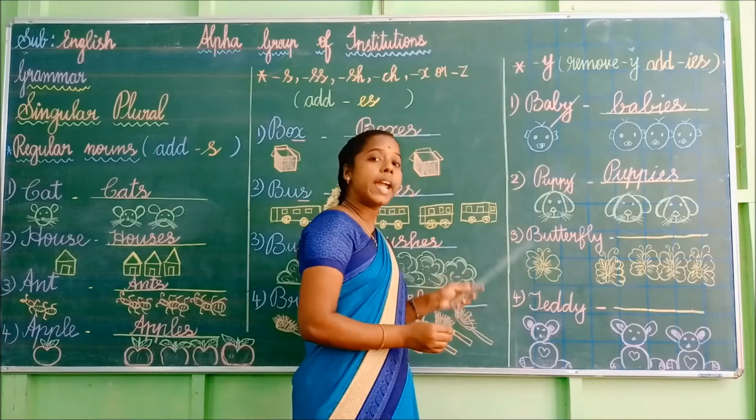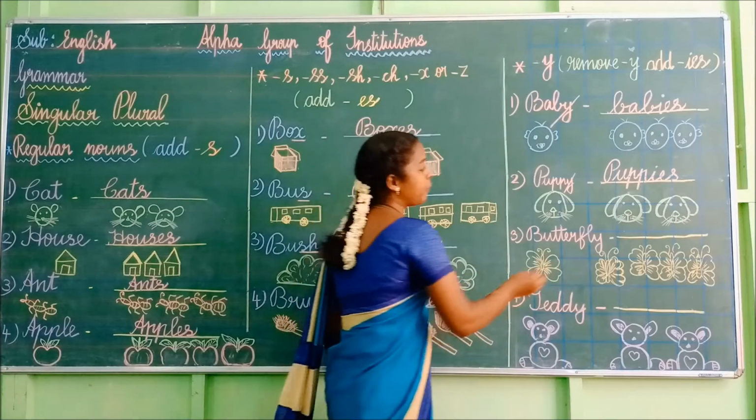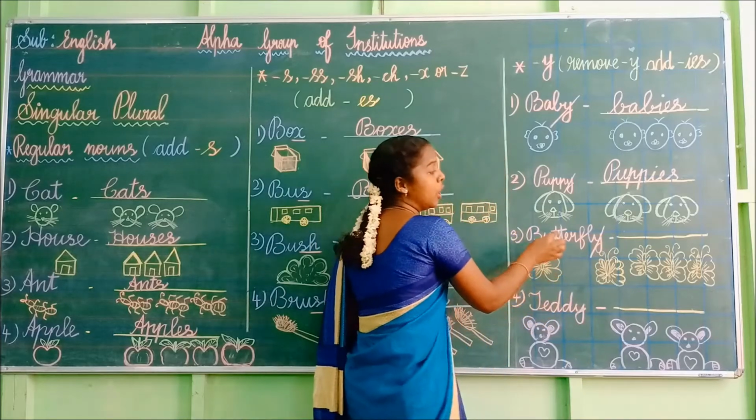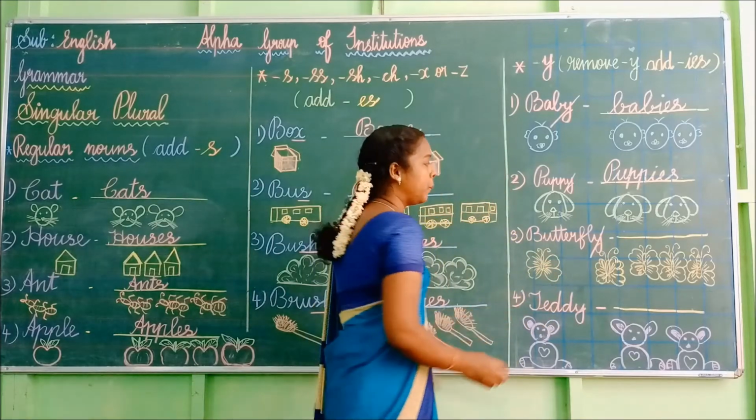Next one, butterfly. Butterfly also ends with the letter Y. So you have to remove the Y and add IES to the singular noun to change the singular noun into plural. See?